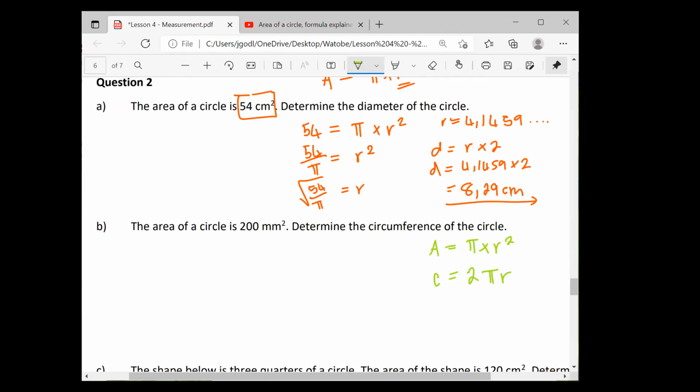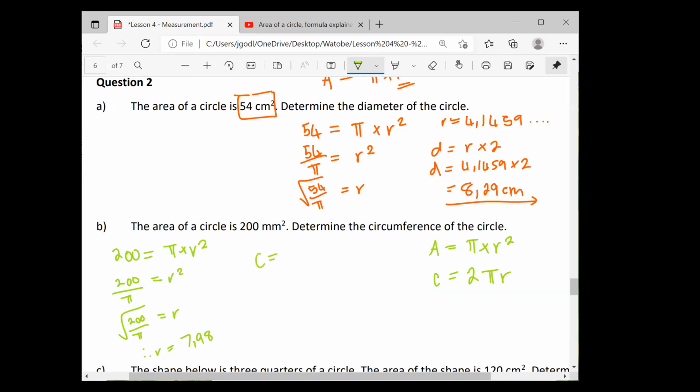So our area is 200 and that is equal to pi times radius squared, which means radius squared is 200 divided by pi, which means radius is the square root of 200 divided by pi. Okay, and so we know therefore that our radius is the square root of 200 divided by pi, which is 7.98. I'm going to round it off to 7.98.